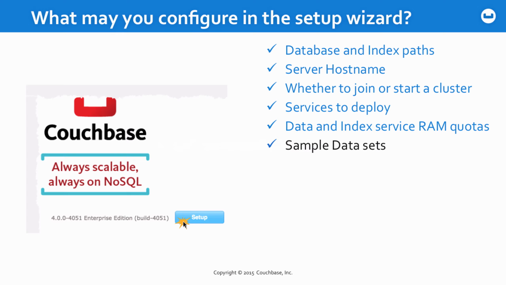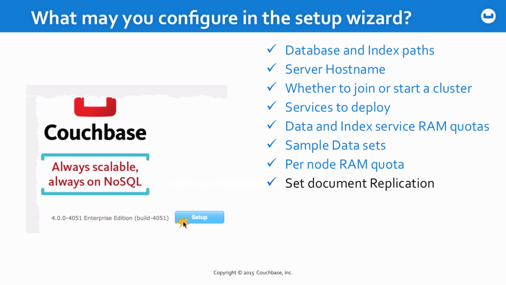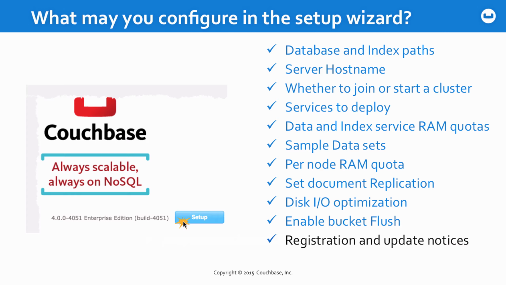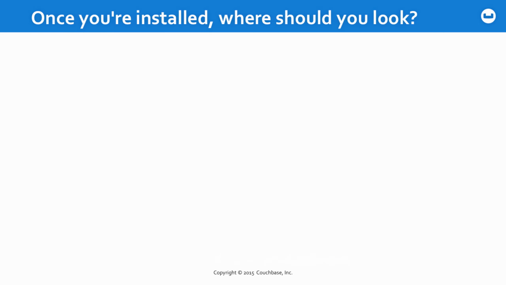You can choose to install sample datasets. You could set the per node RAM quota as well. You choose whether or not documents should be replicated. You can set whether or not disk I/O should be optimized in certain ways. You can enable bucket flush, which allows you to dump all data within a particular bucket through an administrative toggle. It's useful during development. You will have the chance to register and choose whether to receive update notices about the product, and then of course assign your initial credentials.